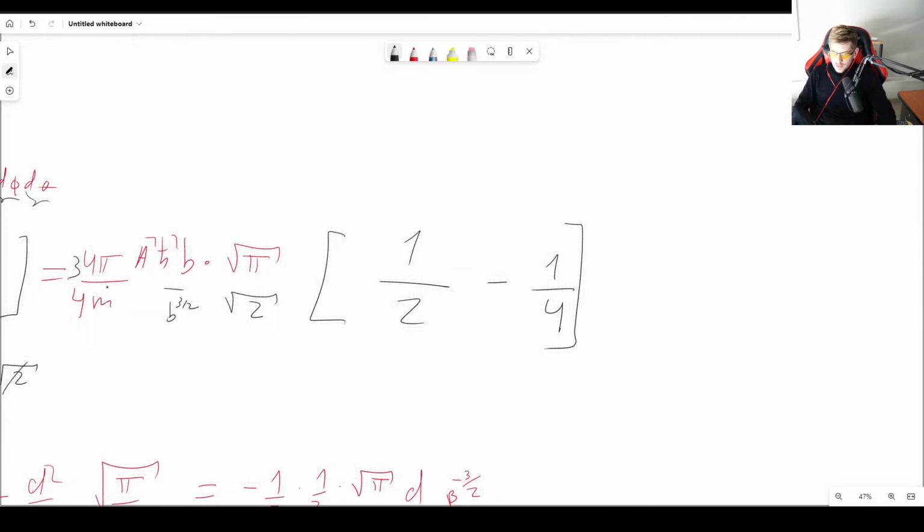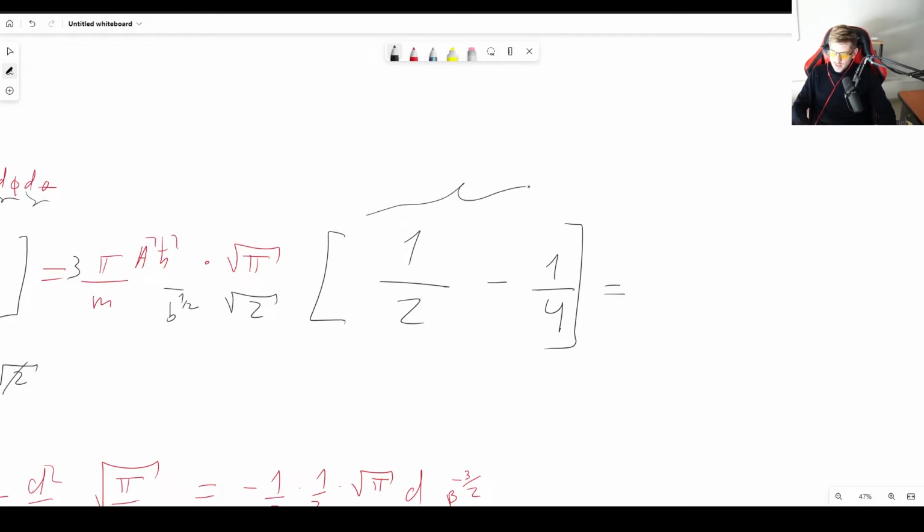So we can simplify these two 4s, so this with this. We have b here and b here. So this will be b to the 1/2 instead of 3/2. Then we have pi and square root of pi, which will be square root of pi to the 3/2. But we haven't even plugged in the value of a yet, actually.